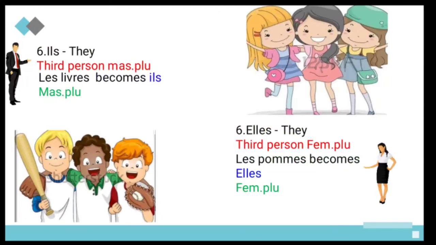And the sixth one, ils. It means what? They. That is third person masculine plural. Les livres becomes ils only. That is the masculine plural. And sixth, elles. It also means they. It is the third person feminine plural. Les pommes becomes elles. So it's the feminine plural only. So this is all about the pronom sujet.